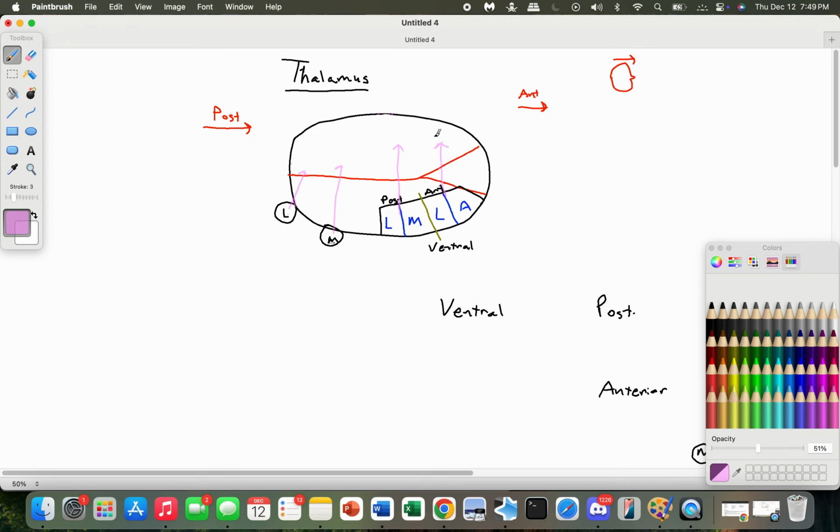So if you were to look at the brain, like in this orientation, your frontal lobe is actually up here. And what's in the frontal lobe? Well, I'm glad you asked. That would be your motor cortices.